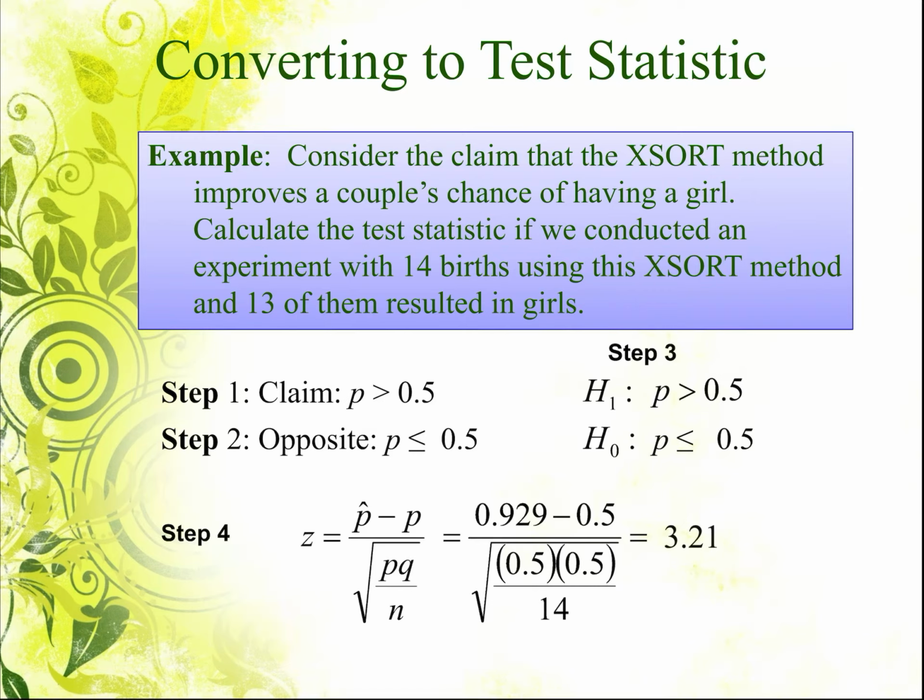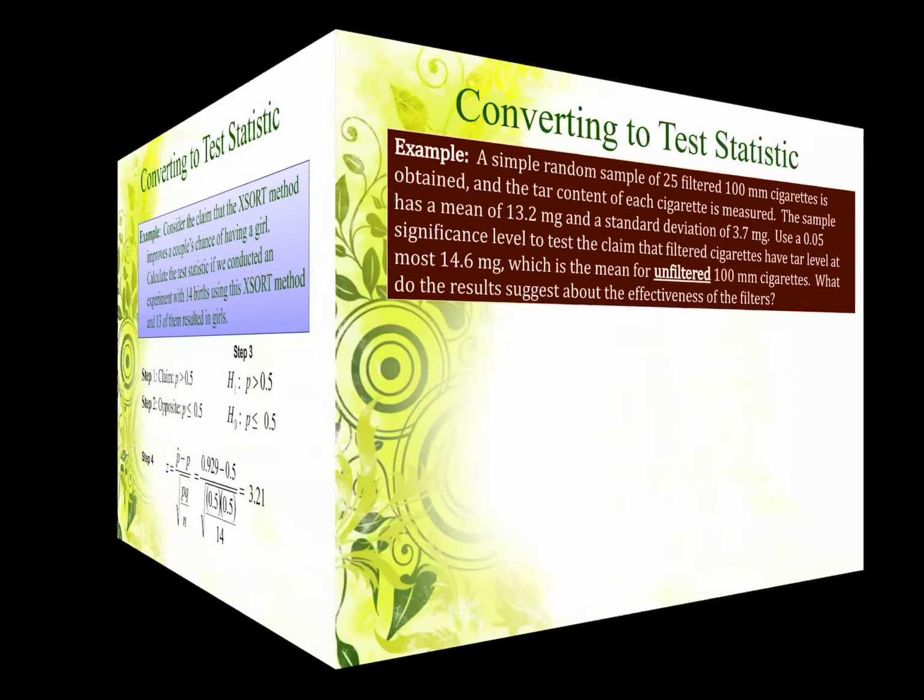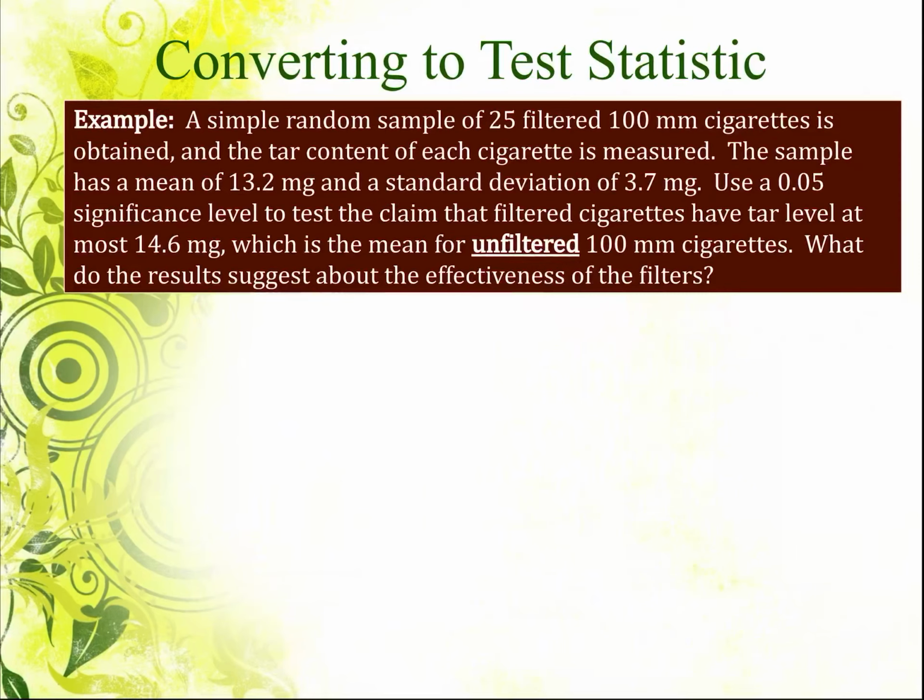Now, hopefully, you remember enough about z-scores from the previous chapters that this should get you thinking of the standard normal distribution table and finding probabilities, and that's exactly what we're going to be using that z-score for in the next section. Right now, we're just going to practice finding these test statistics. Okay, let's do another example.